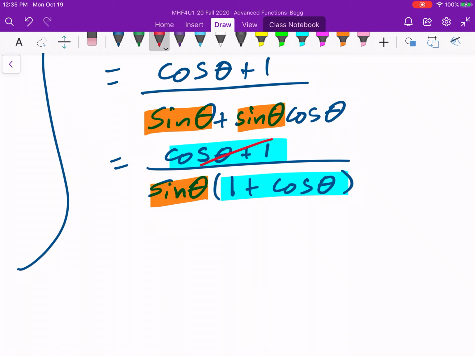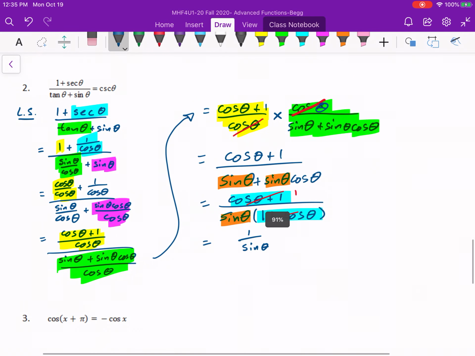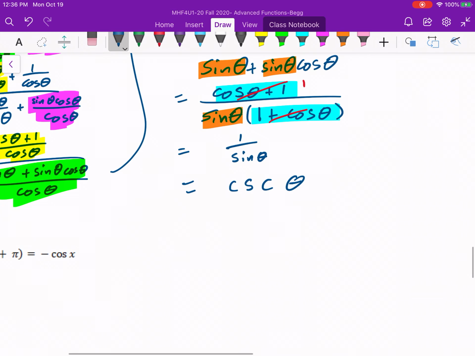I can cancel them out. Remember, when we're canceling, they don't become 0. We're really dividing. So I'm left with 1 on the top. And so now I've just got 1 over sine theta. But 1 over sine theta is just equal to cosecant theta, which is what we had on the right to start with. So we have proved this identity.